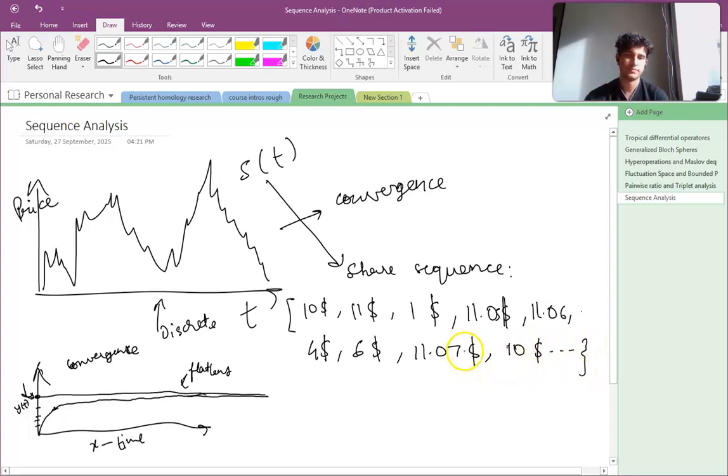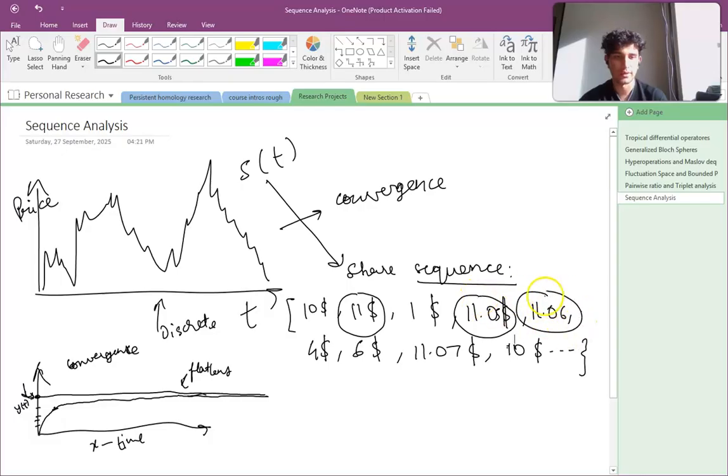What I want you to notice is that I have a sequence here. However, if I select just a few points over here, I get a subsequence. I'm going to take 11, 11.05, 11.06, 11.07. What do they seem to converge to? They seem to be getting closer and closer to the value of 11.1, or 11.10. So in this case, my subsequence is converging to a point.